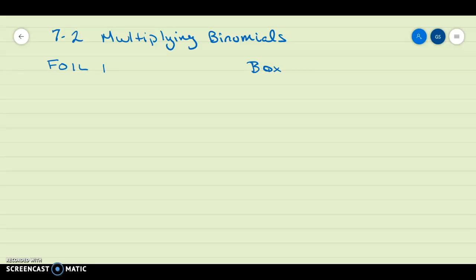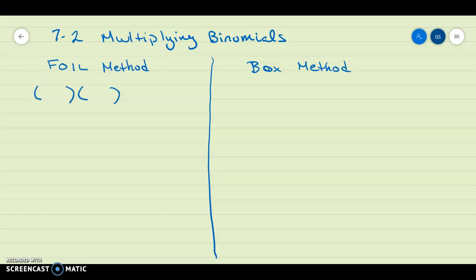The FOIL method and the box method. Okay, so this is what they mean by multiplying binomials or finding the product of two binomials. Binomials have two terms. So let's say we start with x minus 4 and x plus 7. Okay, so we have two binomials. Now, what they're going to ask you to do is find the product and put it in standard form. All right, so this is how you'll do it with the FOIL method.